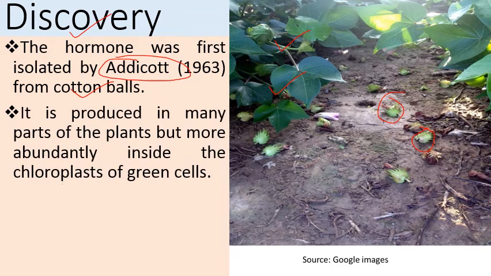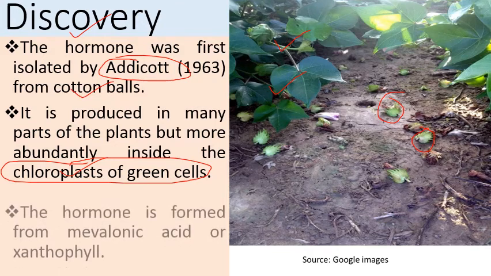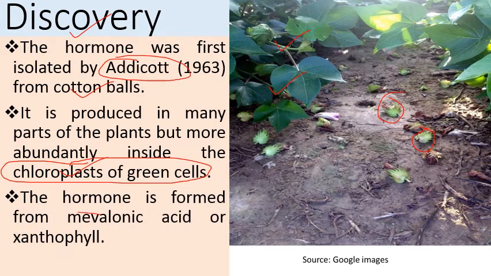So it is produced in many plant parts, but more abundantly inside the chloroplasts of the green cells. Mostly it is found more frequently inside the chloroplasts of green plant cells. And the hormone is formed by the mevalonic acid pathway or from xanthophyll. So this is the pathway from which this hormone is found in the plants.